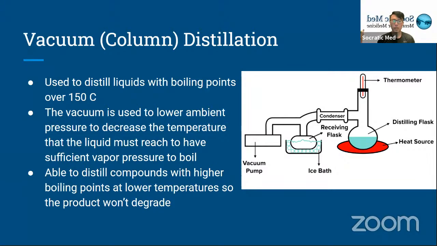So this is good for any liquids with boiling points over 150 degrees Celsius, because if you boil over 150 degrees Celsius, the other compounds might degrade before reaching that boiling point. So vacuum distillation is used for any liquids over 150 degrees Celsius. This is to allow the compounds to distill at lower temperatures, even though their boiling points might be higher. So that's vacuum distillation.